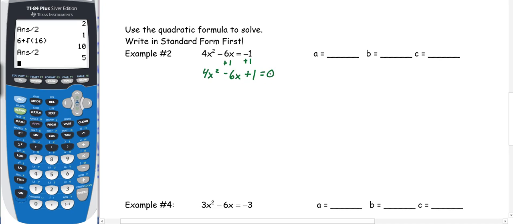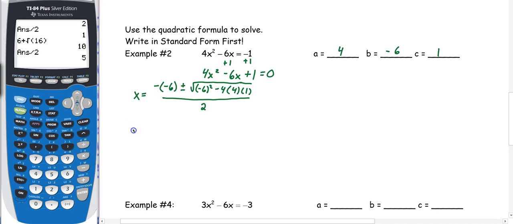So my a value in this case is 4, my b value is negative 6, and my c value is 1. So I'm going to substitute those into the quadratic formula. So I get x equals negative times the b value plus or minus the square root of the b value squared minus 4 times the a value times the c value, all over 2.